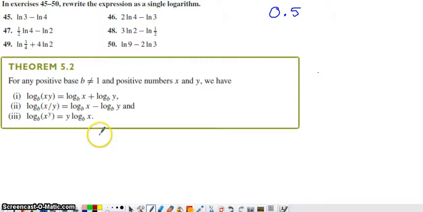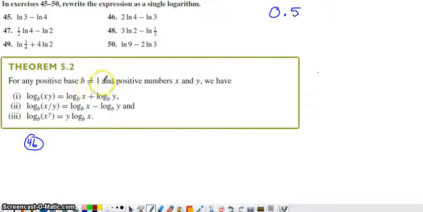So I want to take a look at a couple of these, and I think we'll look at number 46 and 48. If we take a look at 46, we want to write this as a single logarithm. Now, these are some properties of logarithms that are in section 05 of our book that are basically what we use to do what we're asked to do in this set of directions.